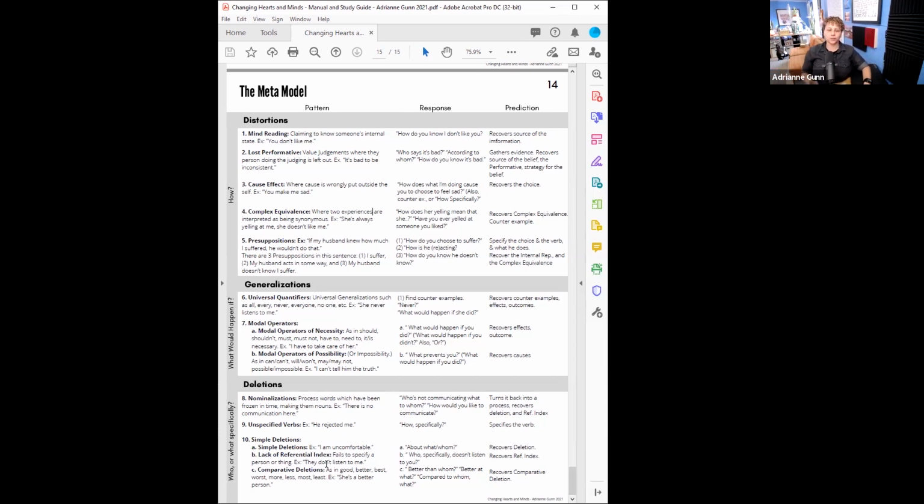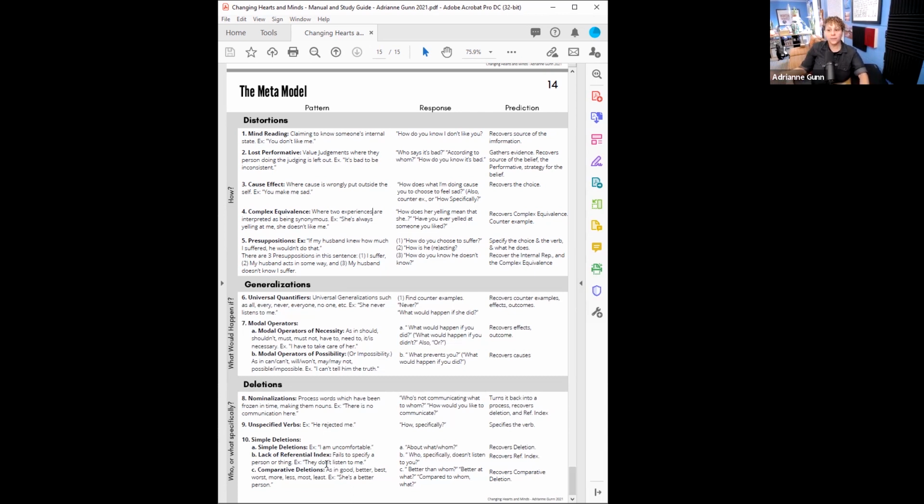What isn't self-explanatory and is kind of cool is that along the left-hand side of this page, you'll see that for each distortion, the response that you can give is a how question. With generalizations, what would happen if is your response. So let's see. Universal quantifiers, universal generalizations such as all, every, never, everyone, no one. She never listens to me. You would find a counterexample. Never?